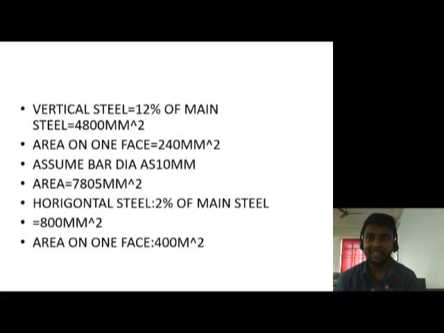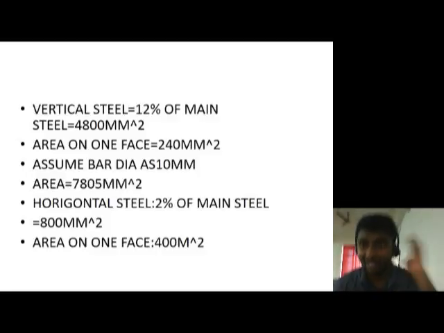For the vertical steel, we should be using 12% of the main steel, which is equal to 4,800 mm square. The area of one face is the total main steel divided by 2. The total is around 4,800, so we will be getting around 2,400 mm square. For the assumed bar diameter, we will be assuming the diameter of the bar around 10 mm.